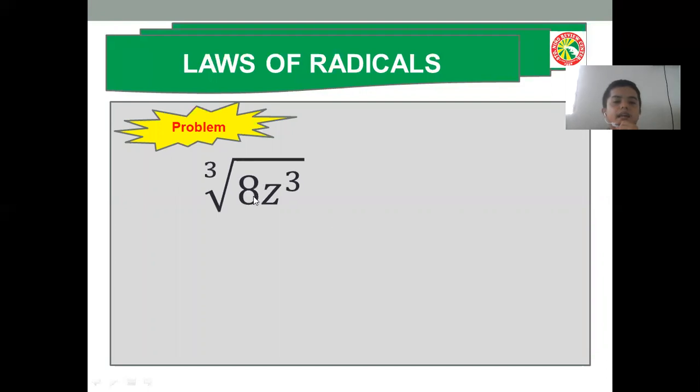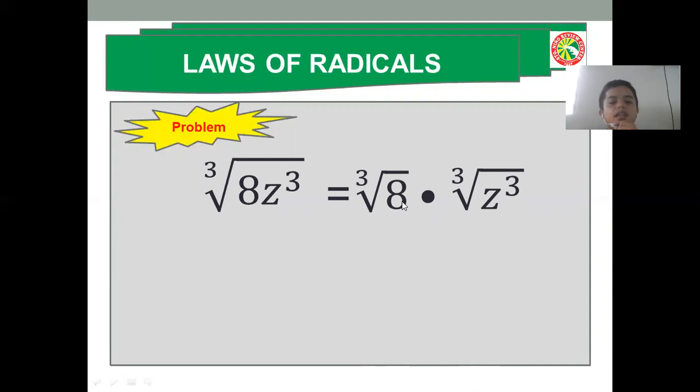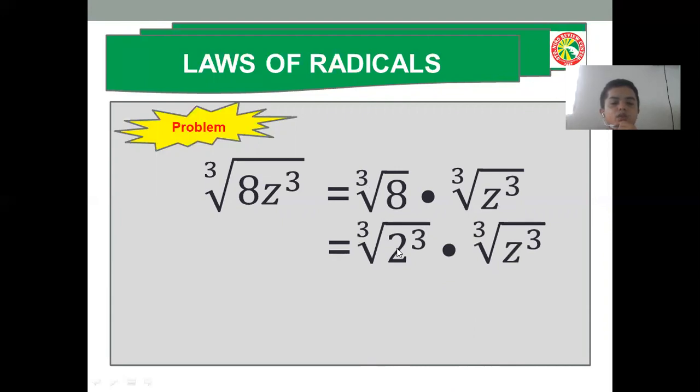For example, the cube root of 8z cubed. If it involves a number, check first what the cube root is. Based upon the rule, it can be separated mathematically. So that is the cube root of 8 times the cube root of z cubed. Now simplifying further, your 8 can be written as 2 raised to 3, because 2 times 2 is 4 times 2 is 8.